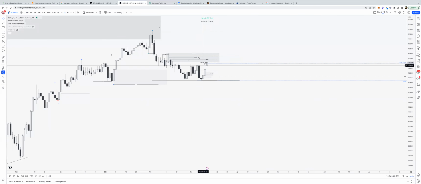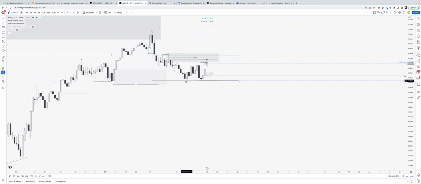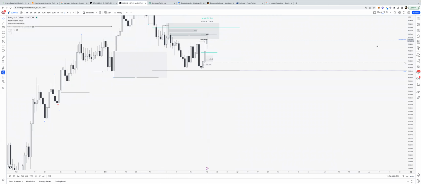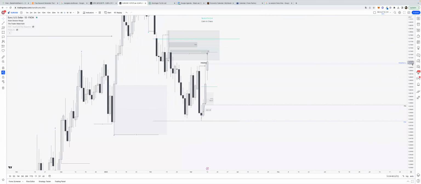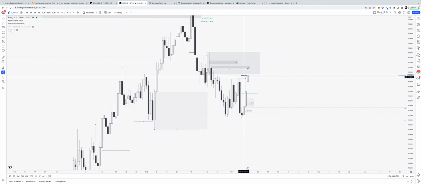So price took out previous weekly highs, previous daily highs. So we took a large pool of liquidity. Then in addition to that, we tapped into this 1 hour order block over here. We took out some more internal range liquidity. We had this overall buy to sell move.